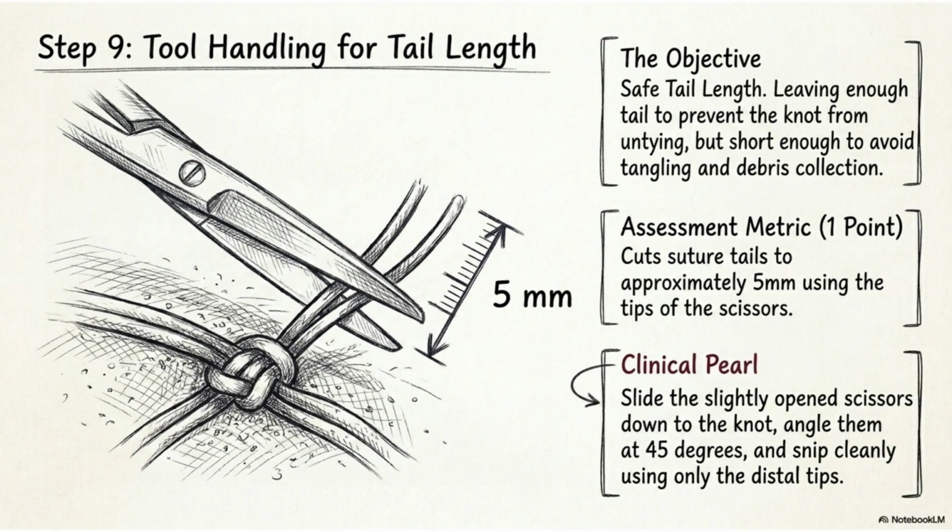Step 9 covers tool handling for tail length. The objective is a safe tail length, long enough to prevent untying, but short enough to avoid tangling. Cut suture tails to approximately 5 millimeters using the tips of the scissors. Slide the open scissors to the knot, angle them at 45 degrees, and snip cleanly.